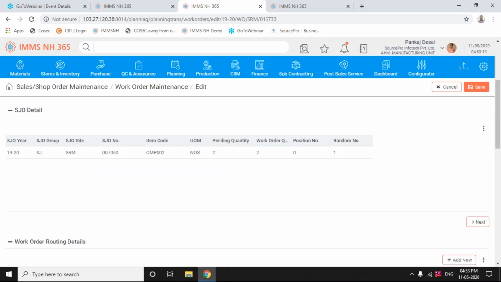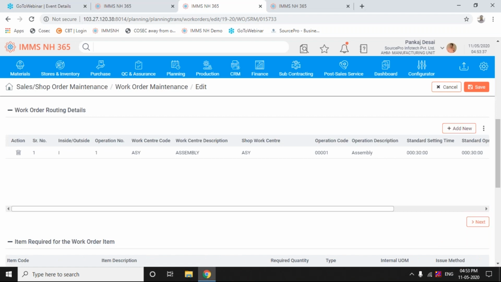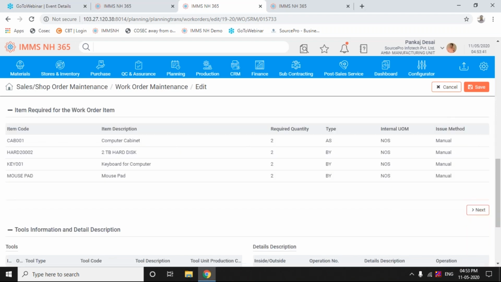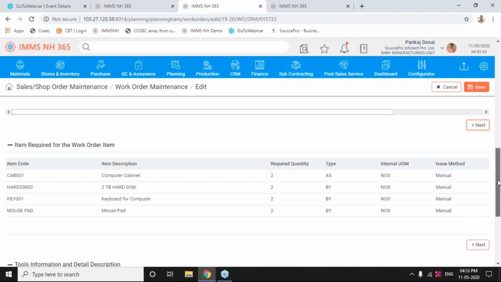Let's go to the next. It tells you which particular SGO this work order is for. So the SGO is 7060. You may recall that it was the 7060 SGO that we had created during our planning session. So now this is important. As you can see on your screen, work order routing details. As I said, this is a container.